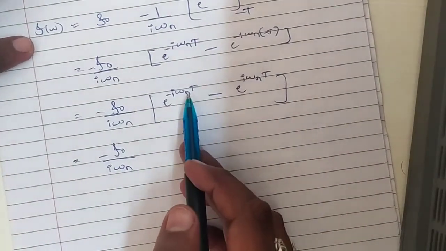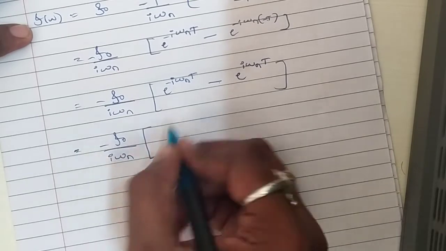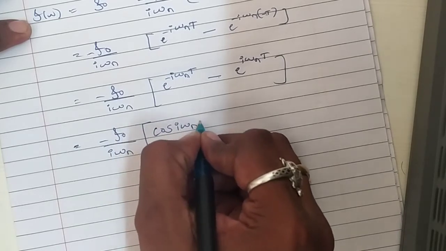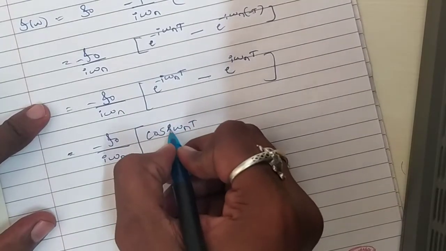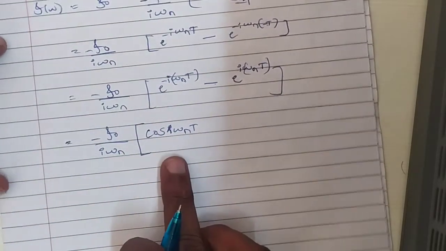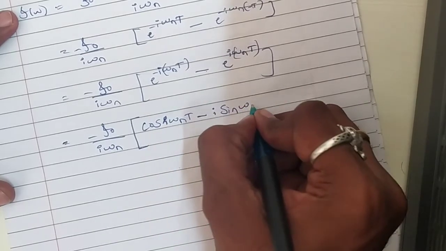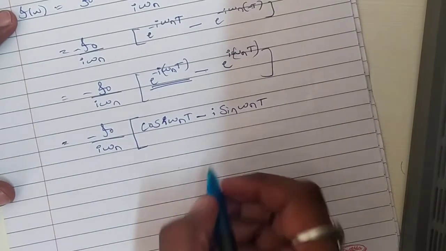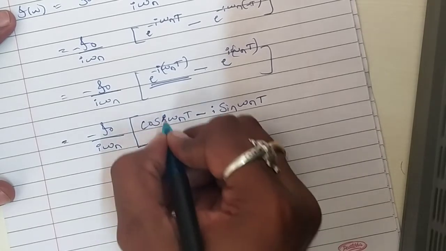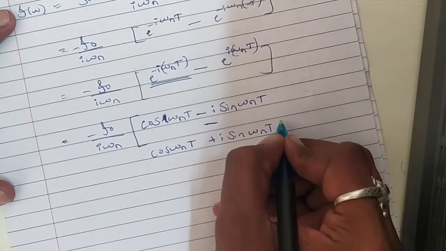Okay, so this is equal to minus F naught by i omega. You can see here, e raised to minus i theta minus e raised to plus i theta. Okay, so we know that e raised to minus i theta is cos theta minus i sin theta, where theta is omega T. So for e raised to minus i theta it is cos theta minus i sin omega T. For minus e raised to plus i theta, this is cos theta plus i sin omega T.